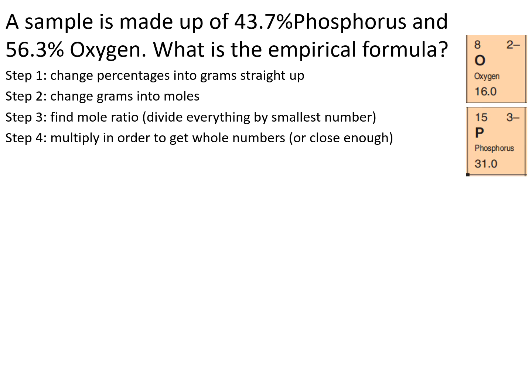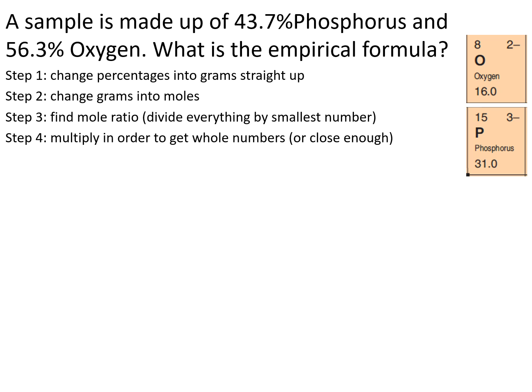But that won't be quite as easy on some of these other questions. So imagine we have a question that says this: a sample is made up of 43.7% phosphorus and 56.3% oxygen. And it is asking, what is the empirical formula? Well, phosphorus has a different mass than oxygen, and so we're going to have to do a little bit of math on this to figure out what is the empirical formula.